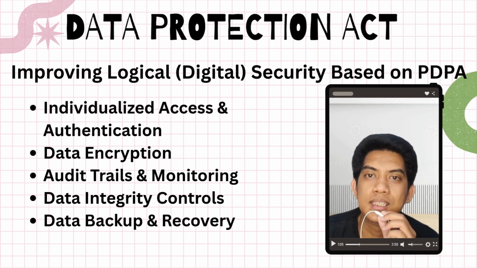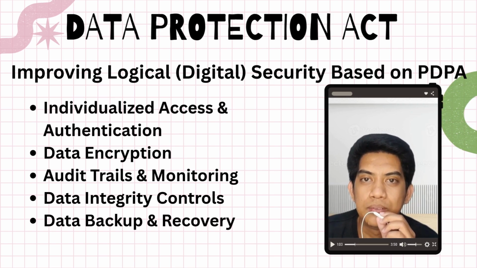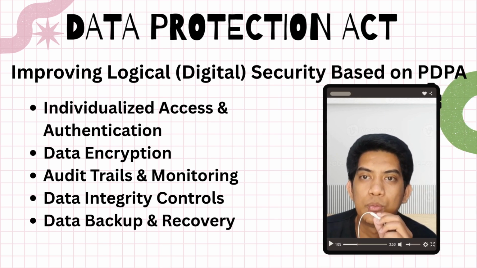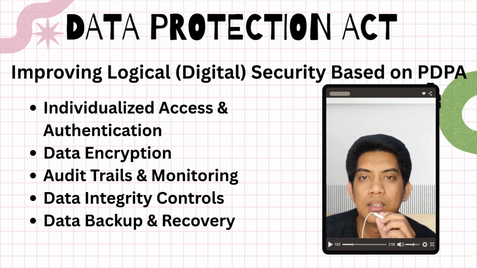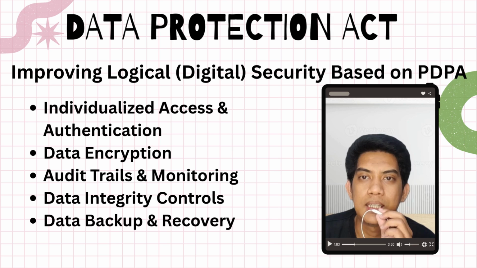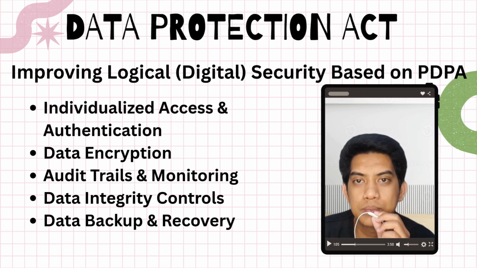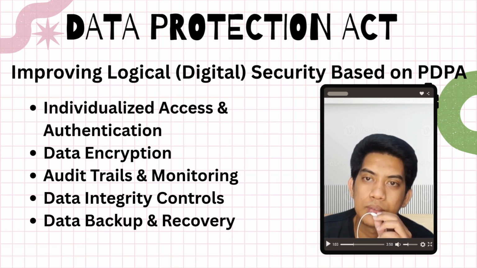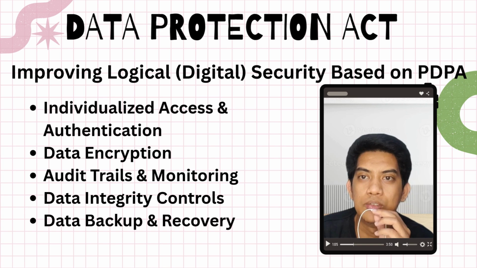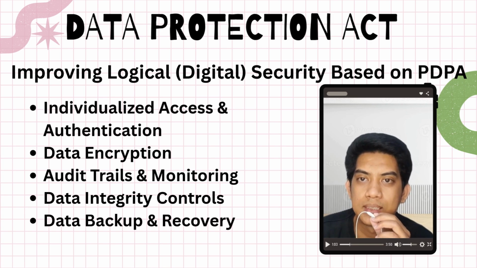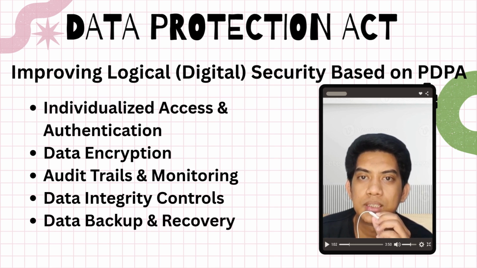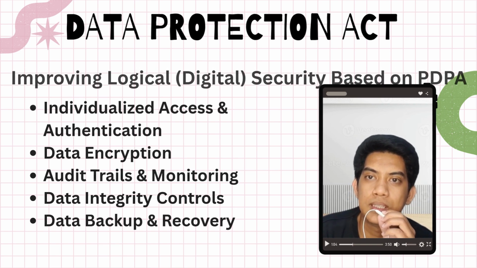And last but not least is data backup and recovery. Data loss can occur through cyber attacks, hardware failures, or mistakes. The company must set up automated backup systems, preferably with offsite or cloud redundancy, and regularly test the recovery process. And the company must try to prevent permanent data loss and ensure continuity as required by the Act.